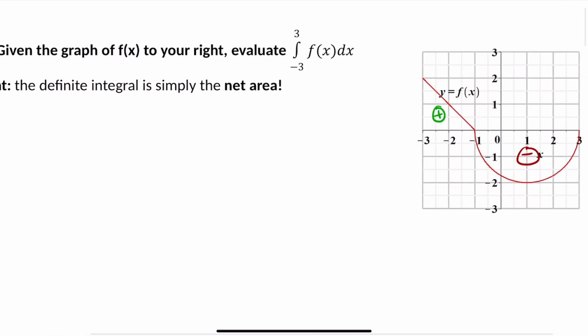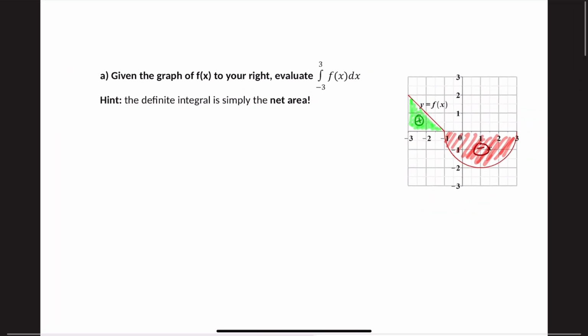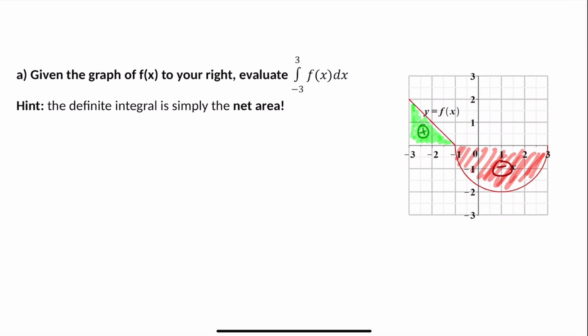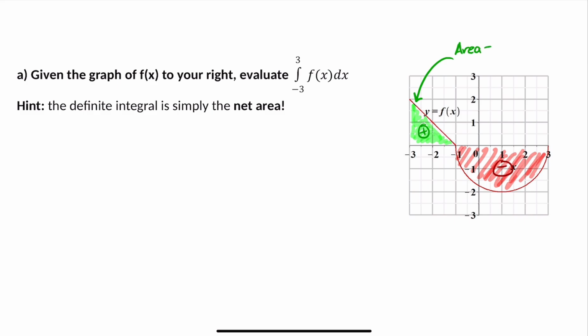And so we can color code this in. So the one above the x-axis from -3 to -1 is simply just a triangle. And then from -1 to 3, we have a semicircle. And so we can now calculate the areas of each individual region. So I'm going to go ahead and calculate the area for this. We know that an area of a triangle is just 1/2 base times height. And I'm going to call this area 1.